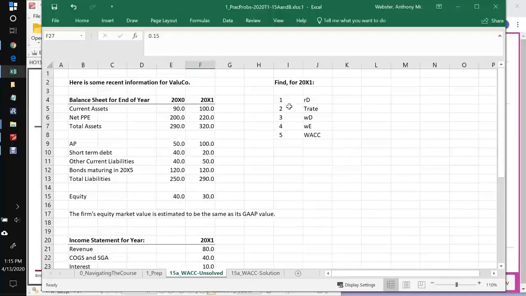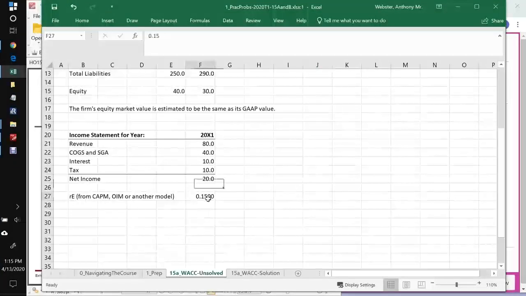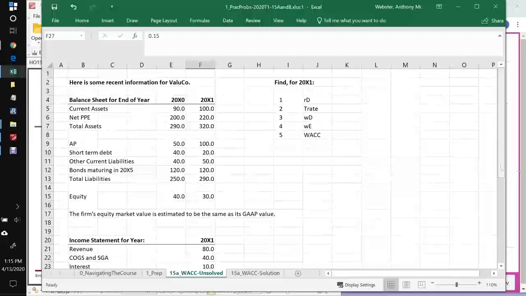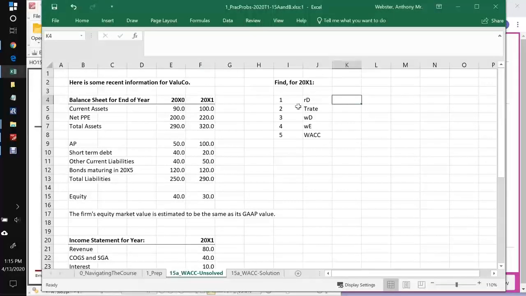And then we're asked to find, ultimately, the big deal that we're asked to find here is the weighted average cost of capital. But to make sure we know who's who and what's what along the way, we're going to calculate all the inputs for the weighted average cost of capital, except for the equity cost of capital, which we've already learned how to estimate using CAPM and talked about other things in a previous chapter. So let's go ahead and find these things.